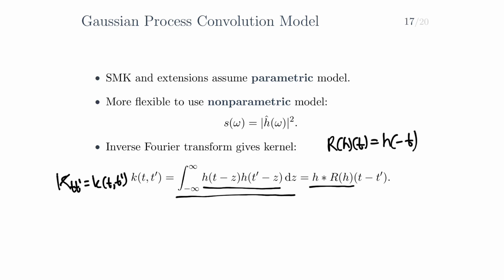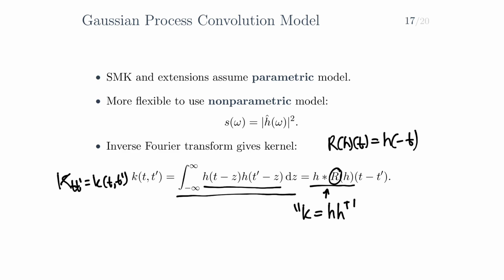Alternatively, interpret convolution as multiplication for functions, and interpret reversal, the R thing here, as transposition for functions. Then effectively, and this is a little bit hand-wavy, we have that the kernel is equal to H transposed times H, that follows from the above here. And since any outer product is positive definite, the kernel must be positive definite as well.